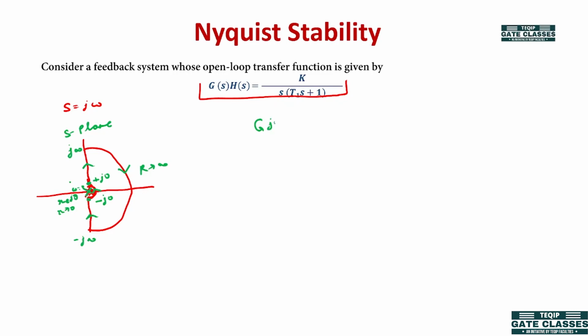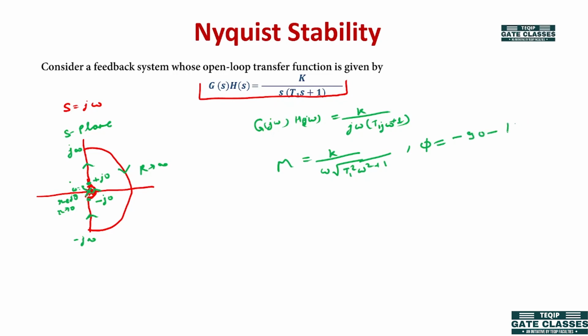So our G(jω) at jω is equal to K upon jω(T1 s + 1). Its magnitude is K upon ω under root, T1 square ω square plus 1. This is its magnitude, and phi is equal to minus 90 minus tan inverse T1 ω.